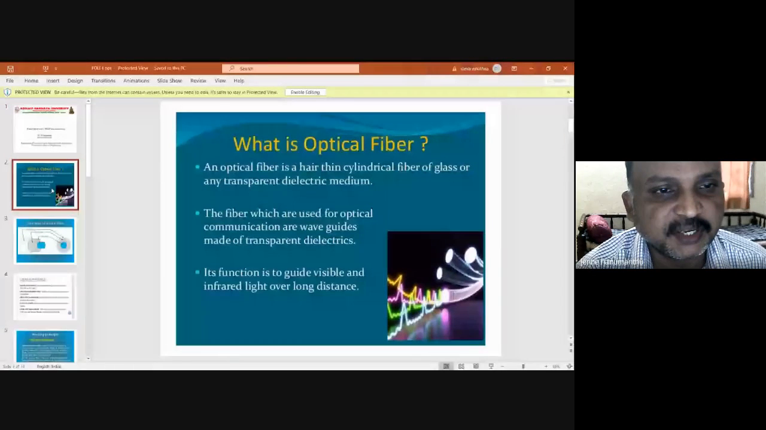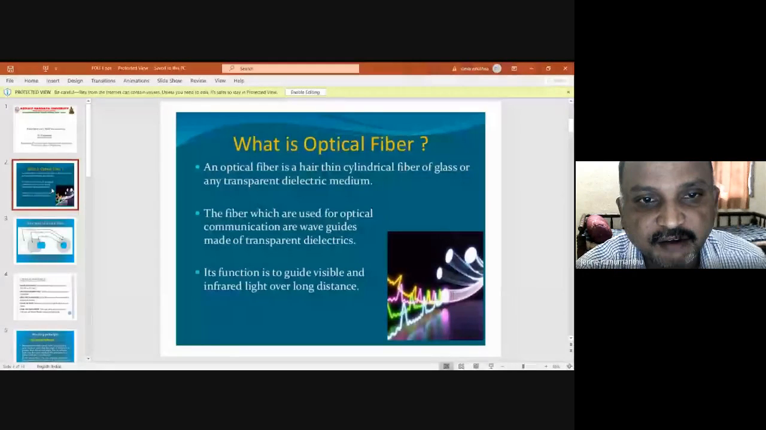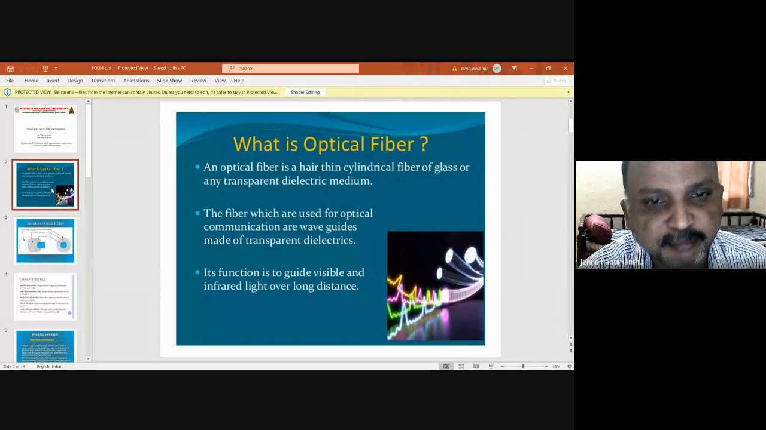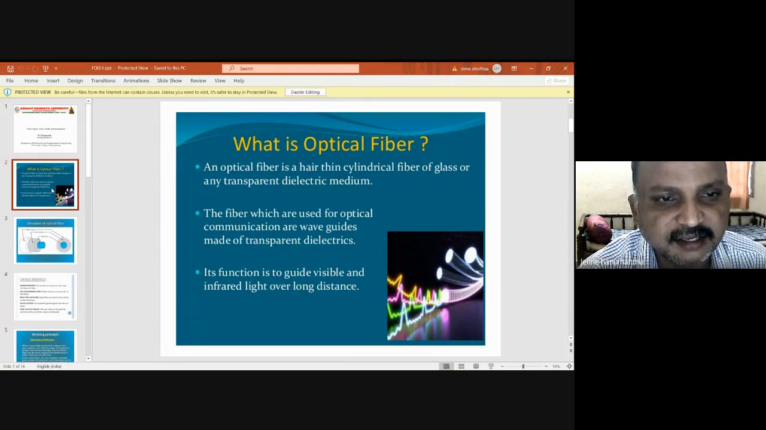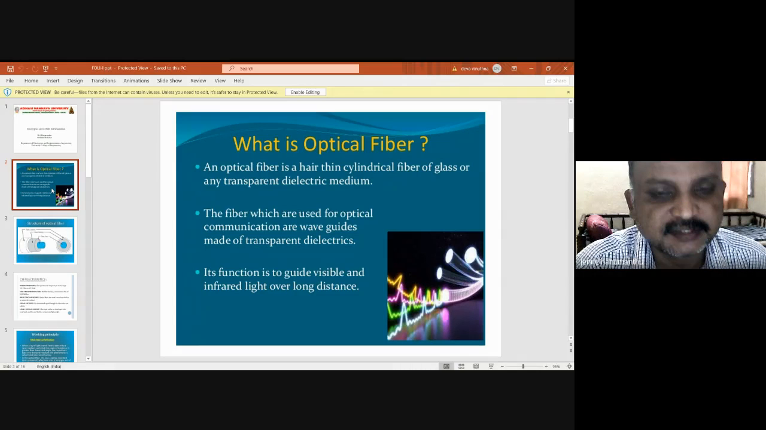What is optical fiber? An optical fiber is a thin cylindrical fiber of glass or any transparent dielectric medium. Remember, this fiber is nothing but core and cladding. How are the core and cladding made? It may be glass or any transparent dielectric medium, maybe like sand or other materials you can use. This fiber is generally useful for communication purposes. So the easy people may apply for communication, but people like you can apply for industrial purposes.